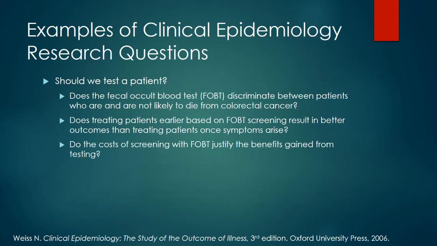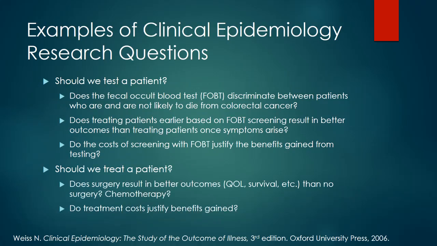Two broad questions fall within the scope of clinical epidemiology, the first of which is, should we test a patient? So these kinds of questions could be those that are listed here. Does FOBT discriminate between patients who are and are not likely to die from colorectal cancer? Does treating patients earlier based on their FOBT screening result in better outcomes for the patients, rather than waiting until we see symptoms of disease? And finally, do the costs of screening with FOBT justify the benefits that we gain?